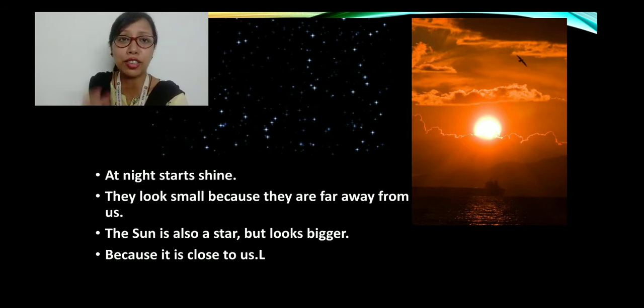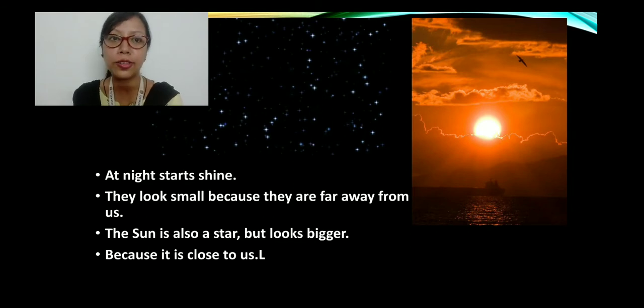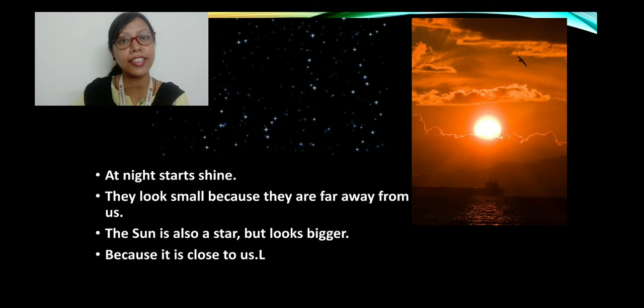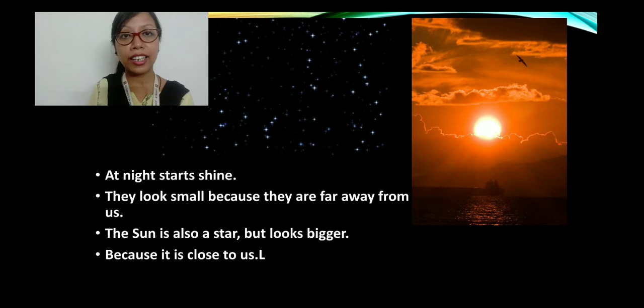Now, why do the stars look so small and the sun a big one? Have you ever wondered? Because the stars are very far from us. That's why they are very small to us, okay? That's why they are small in size, because they are very far from us. And the sun is also a star, but it looks bigger. Why? Because the sun is close to us compared to the other stars in the sky. Okay, that is why the sun looks big for us, because it is closer to us.